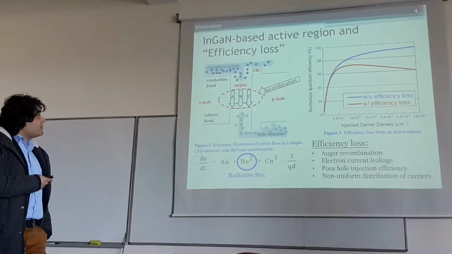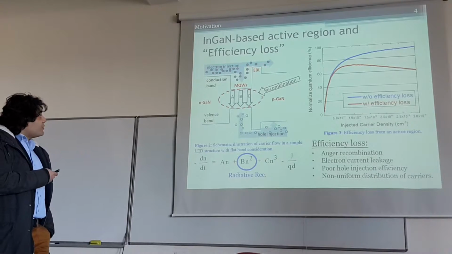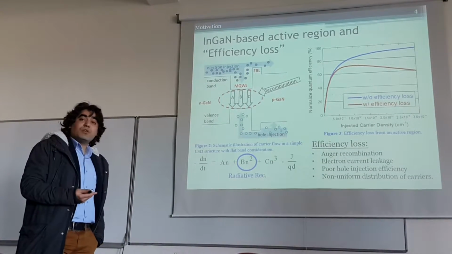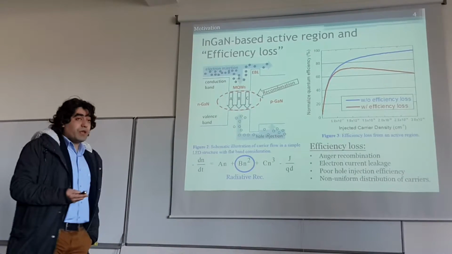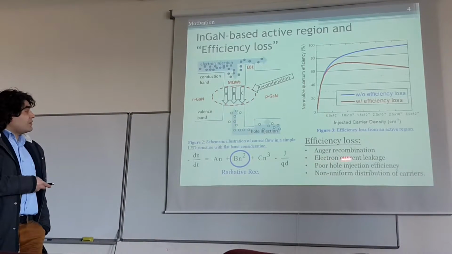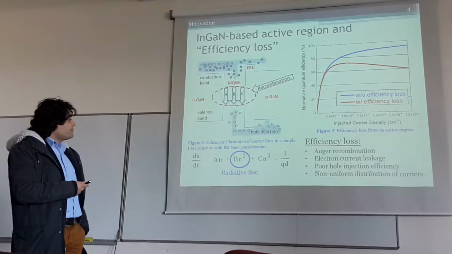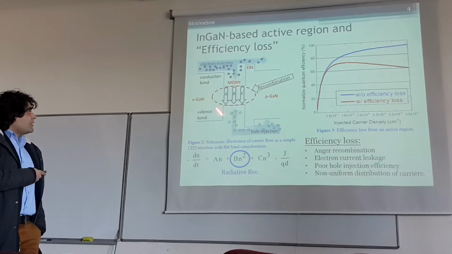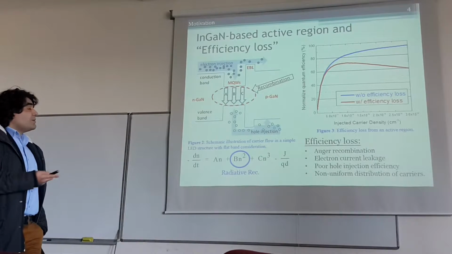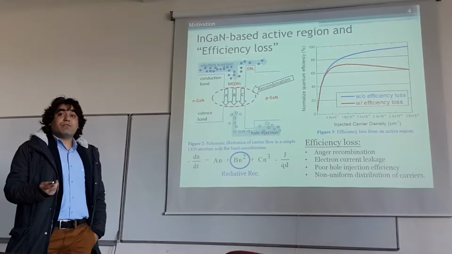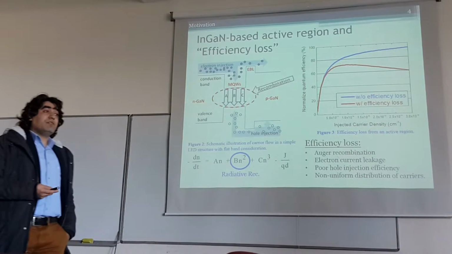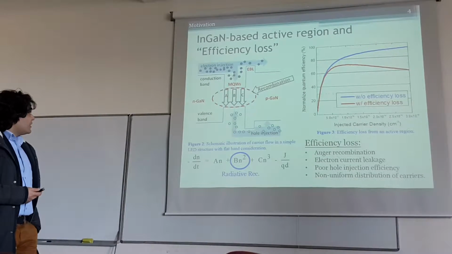In the left-hand side image, you see the carriers are injected from the N side. However, not all of the carriers are contributing to radiative recombination. Some of them are crossing over the active region, contributing to the electron current leakage. Some of them are recombining in the active region. However, still, not all of them are contributing to radiative recombination. Some of them recombine non-radiatively. I'll talk about those later.